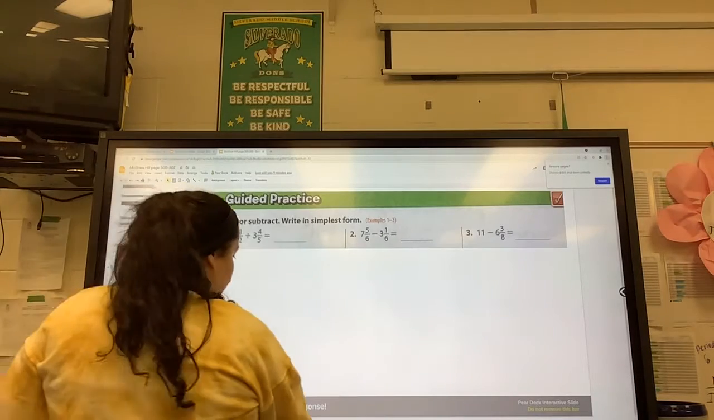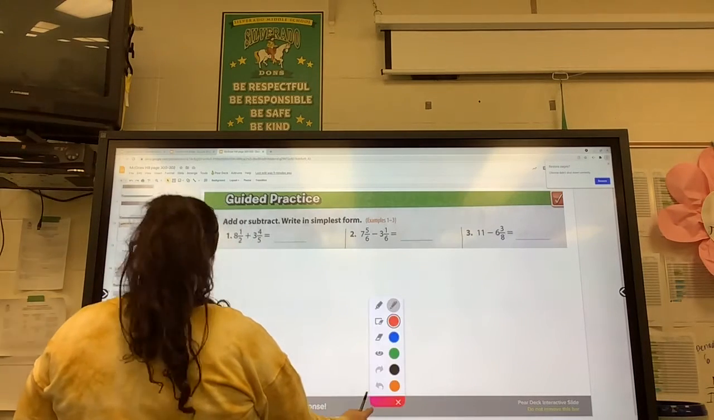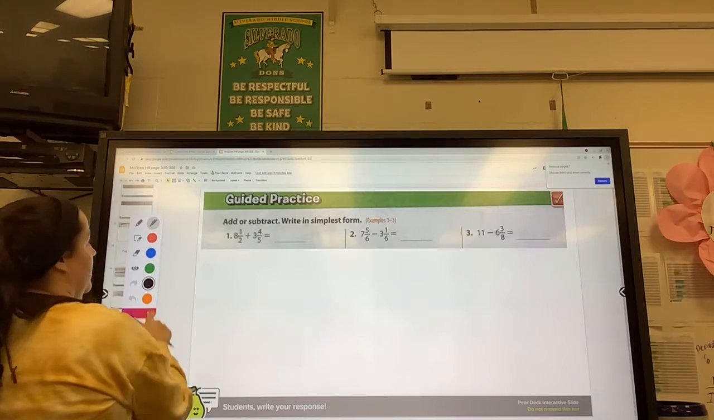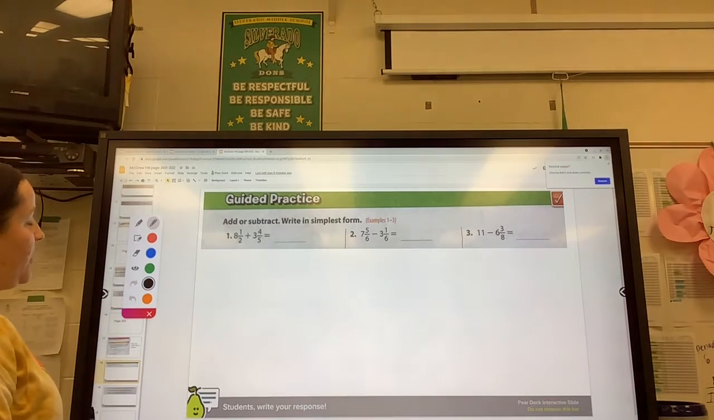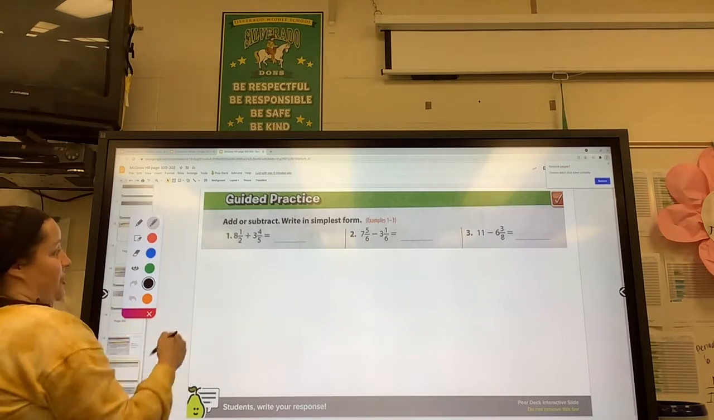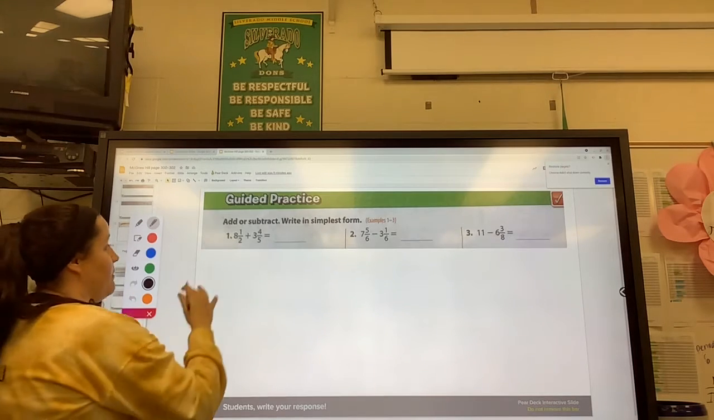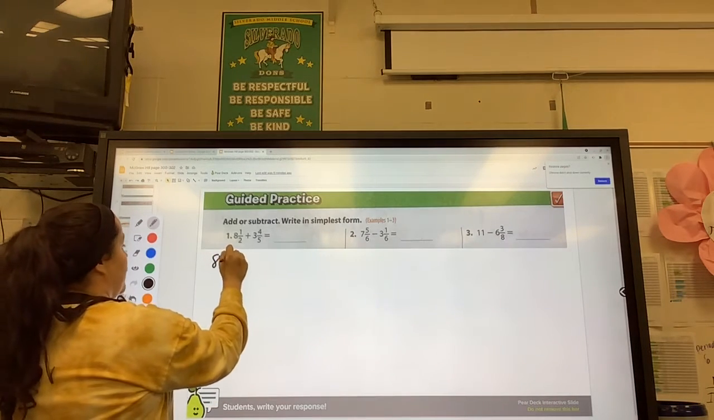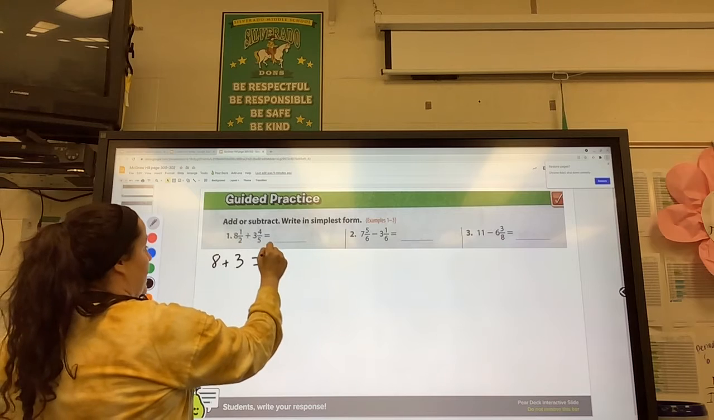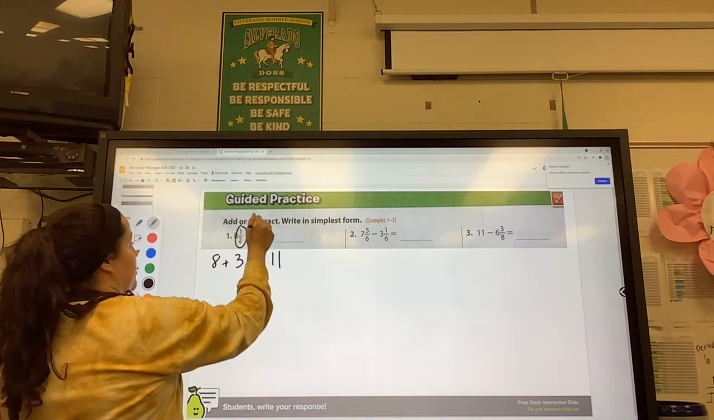Okay, I'm gonna go through the guided practice problems on page 302. So when you're adding fractions, it's easier sometimes to add them as mixed numbers. So 8 plus 3, so we add the whole numbers. 8 plus 3 is 11. And then we have to add the two fractions.